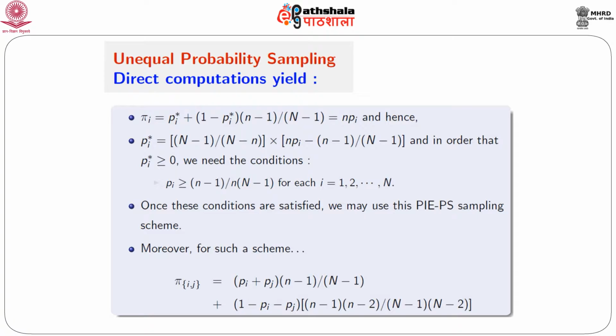So from there you solve for pi star as a function of pi, and here is the result. You can find out for yourself by direct computation that pi i is given by this expression. Equate that to n pi, and then get the expression for pi star. These pi star are to be regarded as the size measures for the initial catch, for picking up the first unit. After that, of course, you are guided by simple random sampling without replacement.